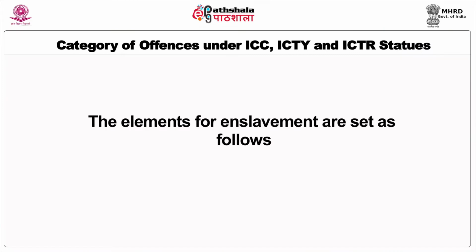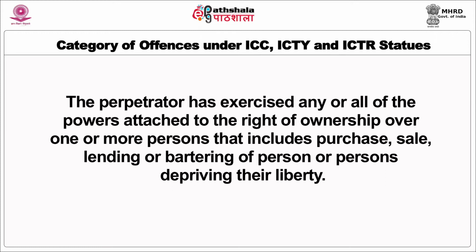The elements for enslavement are set as follows: that the perpetrator has exercised any or all of the powers attached to the right of ownership over one or more persons that include purchase, sale, lending, bartering of person or persons, depriving them of their liberty; that the conduct of the perpetrator must be a part of the widespread or systematic attack targeting the civilian population.